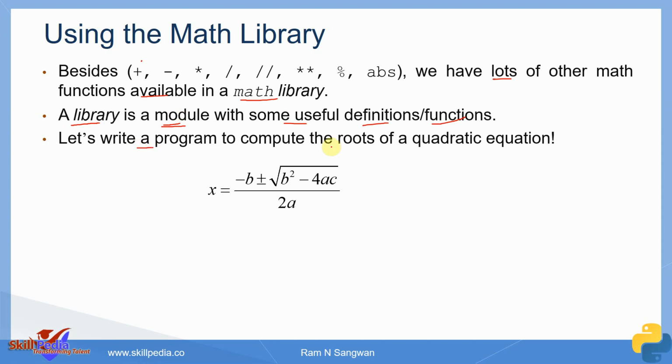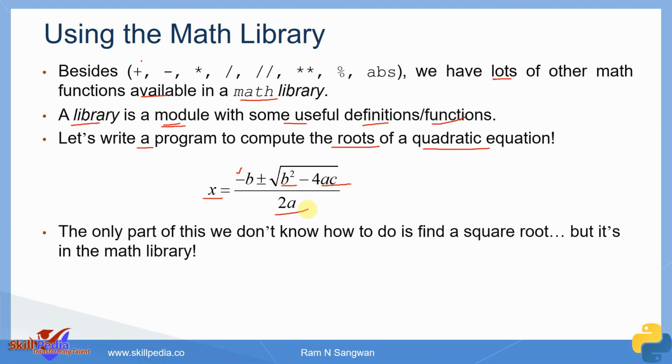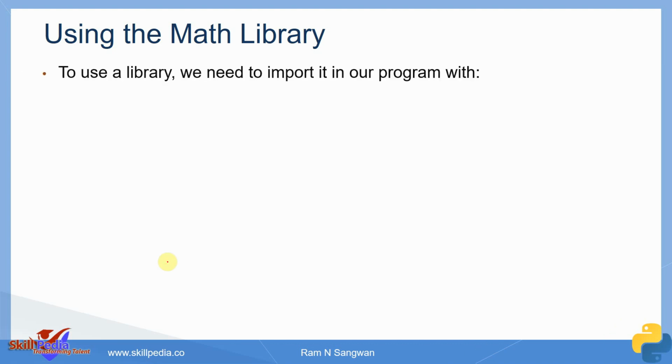Let's write a program to compute the roots of a quadratic equation, which is x equals minus b plus or minus the square root of b square minus 4ac, divided by 2a. The only part of this we don't know is how to find the square root. But the math library will help you with this. So how do we use the math library? To use the math library, we need to import it. Import math.